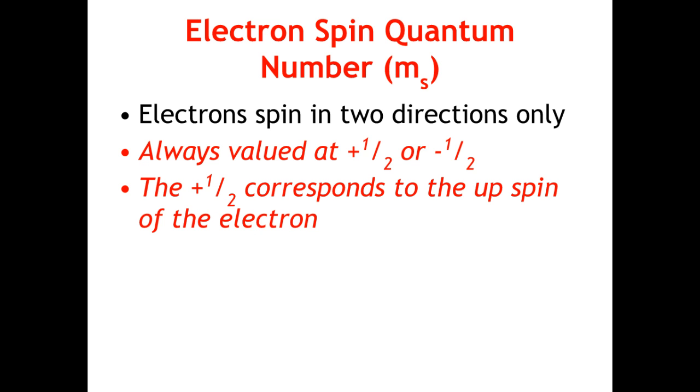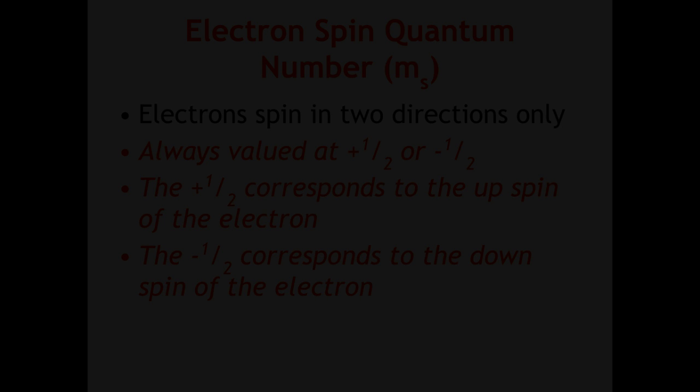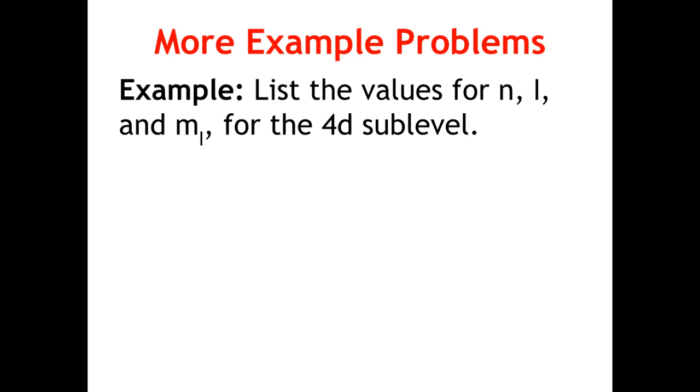The plus 1/2 corresponds to the up spin of the electron. Like I said, let's call it clockwise. The negative 1/2 corresponds to the down spin of the electron, which is counterclockwise. So let's do some examples. List the values for n, for L and m's of L. N is the principal quantum number. L is the angular momentum quantum number. M's of L is the magnetic quantum number.